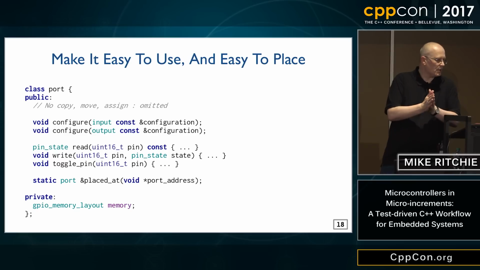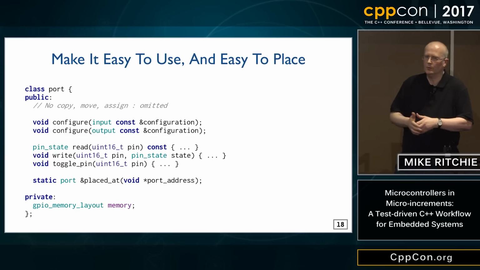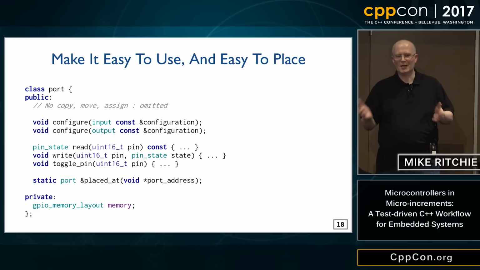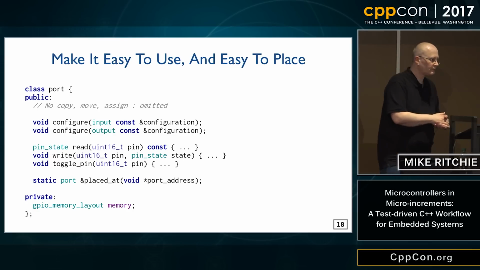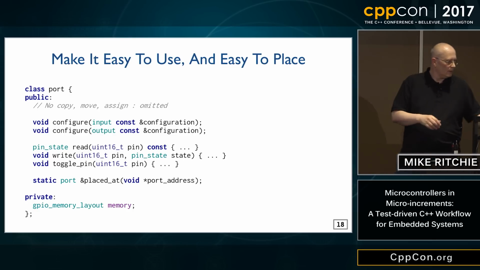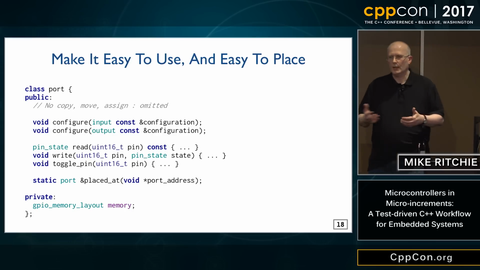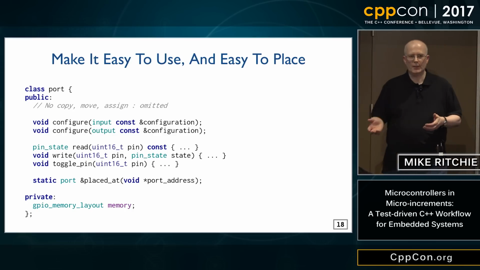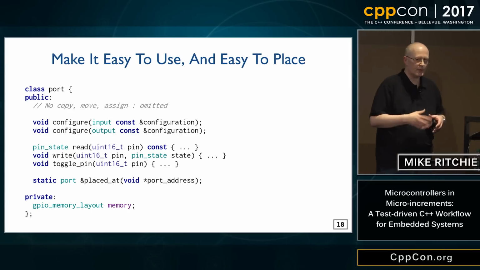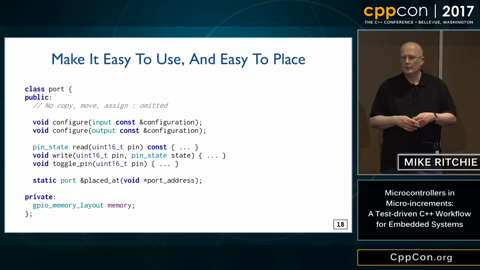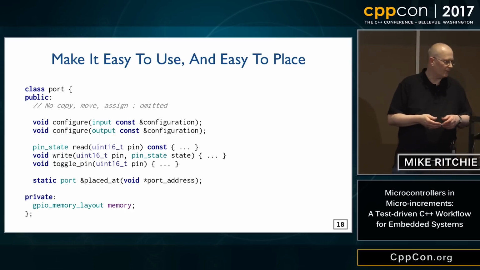So you make your types easy to use and easy to place, and then you will write more tests. And when you write more tests, that'll help you improve the usability of your types. So something like GPIO is never going to have a virtual interface in front of it. It's never going to be an abstract interface. The closer you get to the hardware, the less effective virtuals become as a design idiom.